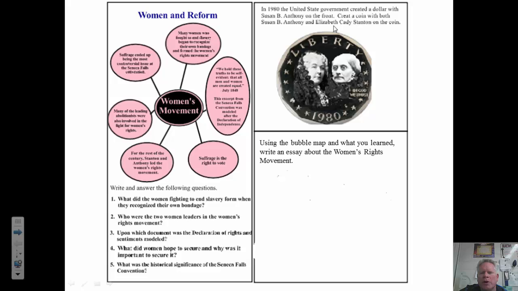Create a coin with both Susan B. Anthony and Elizabeth Cady Stanton on the coin. And I want you to use the bubble map in this section and write an essay about the women's rights movement.